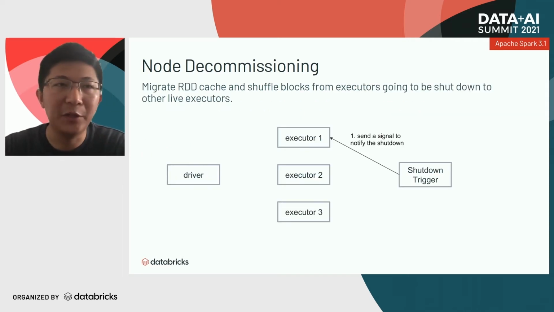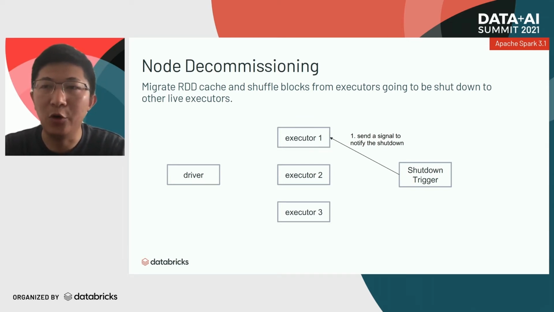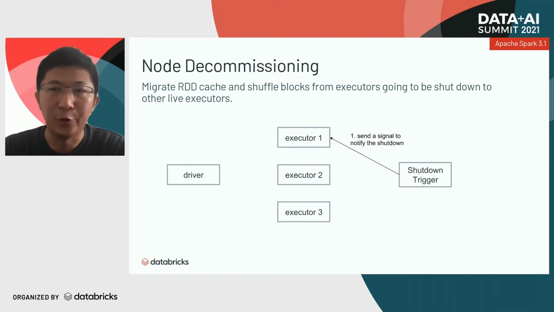Let's see how this feature, node decommissioning, helps this case. So here is a simplified workflow for how it works. So first, there is a shutdown trigger, which can be something like Spark autoscaling manager or cloud vendors. The shutdown trigger will send a signal to executors to notify the shutdown.